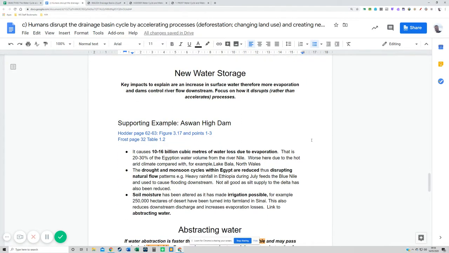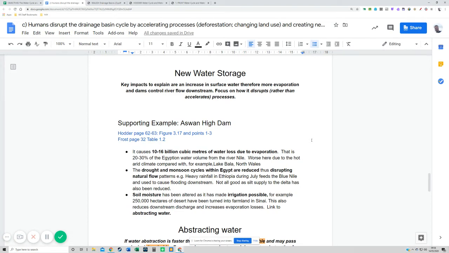Right, the last two, new water storage. This is really about reservoirs and building great big reservoirs in areas. So you dam a river by putting a wall across a river. The water builds up behind the wall or the dam, and then that's released in a controlled way. The advantage of that is when you've got lots of water, you can store it, and when it's dry, you can let it go.